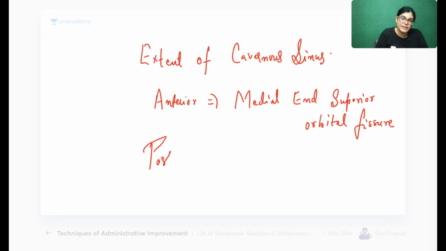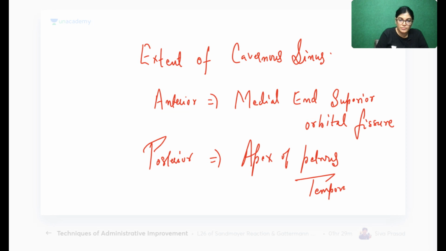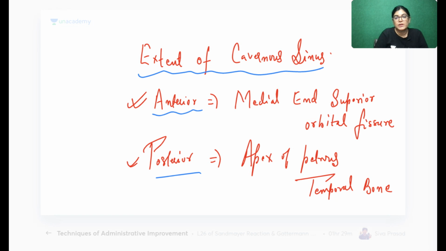And posteriorly it is extending to the apex of petrous temporal bone. Okay, anterior and posterior extent. Anteriorly from the medial end of superior orbital fissure, posteriorly to the apex of petrous temporal bone.